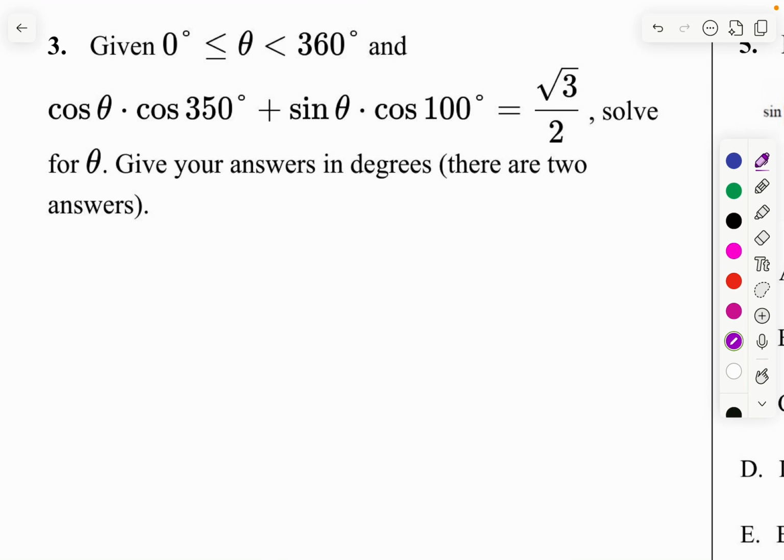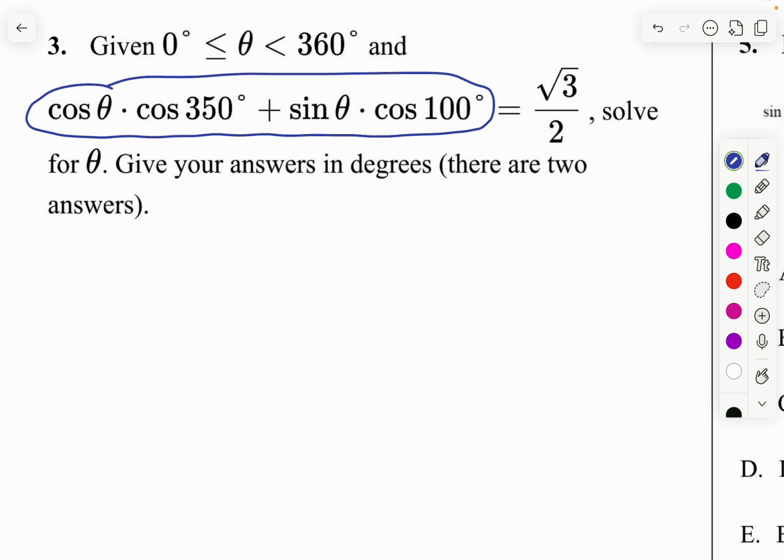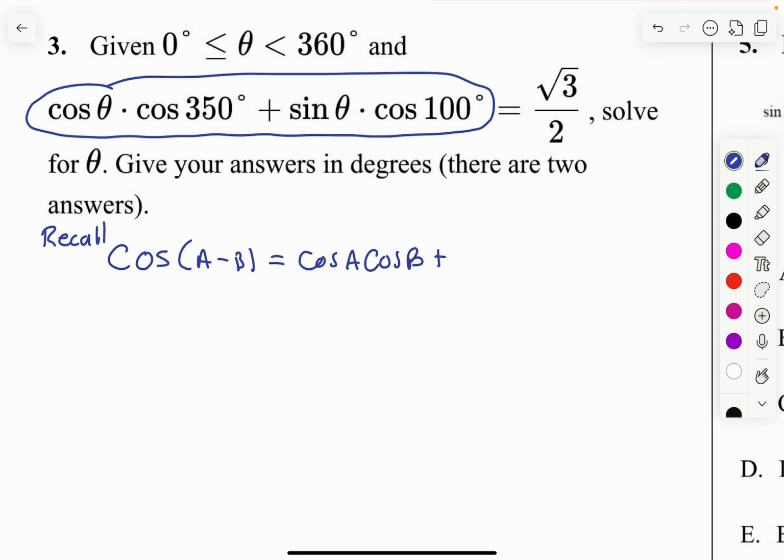The problem says, given that theta is between 0 and 360 degrees, and cosine theta cosine 350 plus sine theta cosine 100 equals root 3 over 2, solve for theta, and give our answer in degrees. There are two answers. This should strike you as resembling the identity for cosine of a double angle. For example, cosine of A minus B happens to be cosine A cosine B plus sine A sine B.